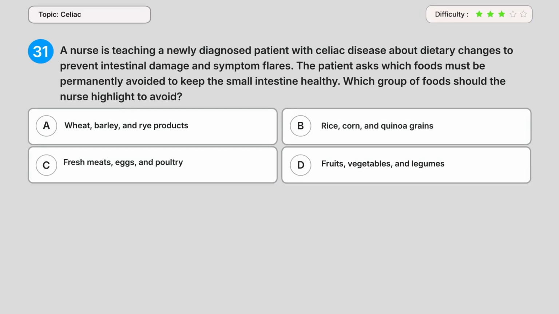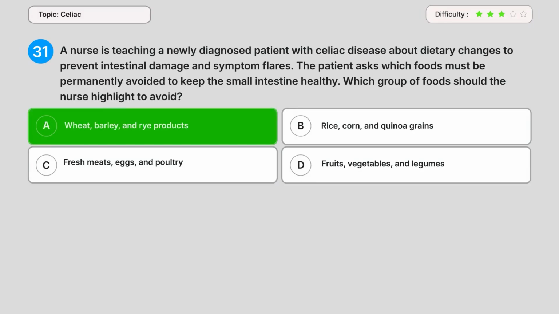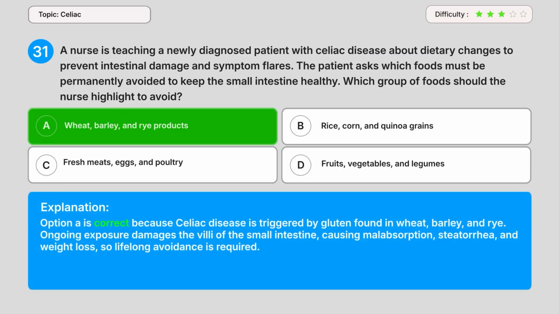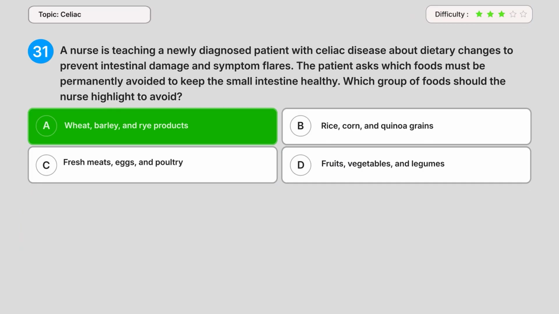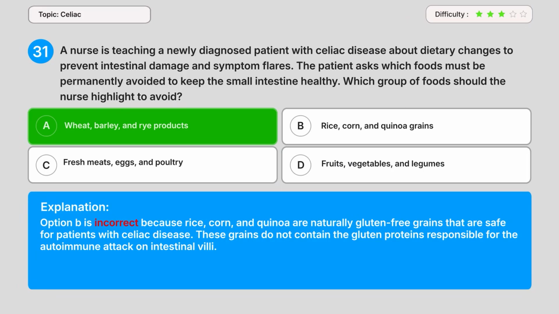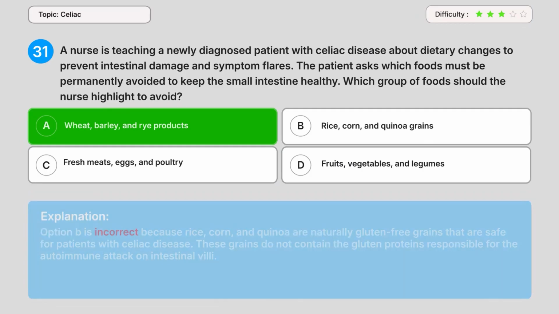Correct answer. A. Wheat, barley, and rye products. Celiac disease is triggered by gluten found in wheat, barley, and rye. Ongoing exposure damages the villi of the small intestine, causing malabsorption, steatorrhea, and weight loss, so lifelong avoidance is required. Option B is incorrect, because rice, corn, and quinoa are naturally gluten-free grains that are safe for patients with celiac disease. These grains do not contain the gluten proteins responsible for the autoimmune attack on intestinal villi.